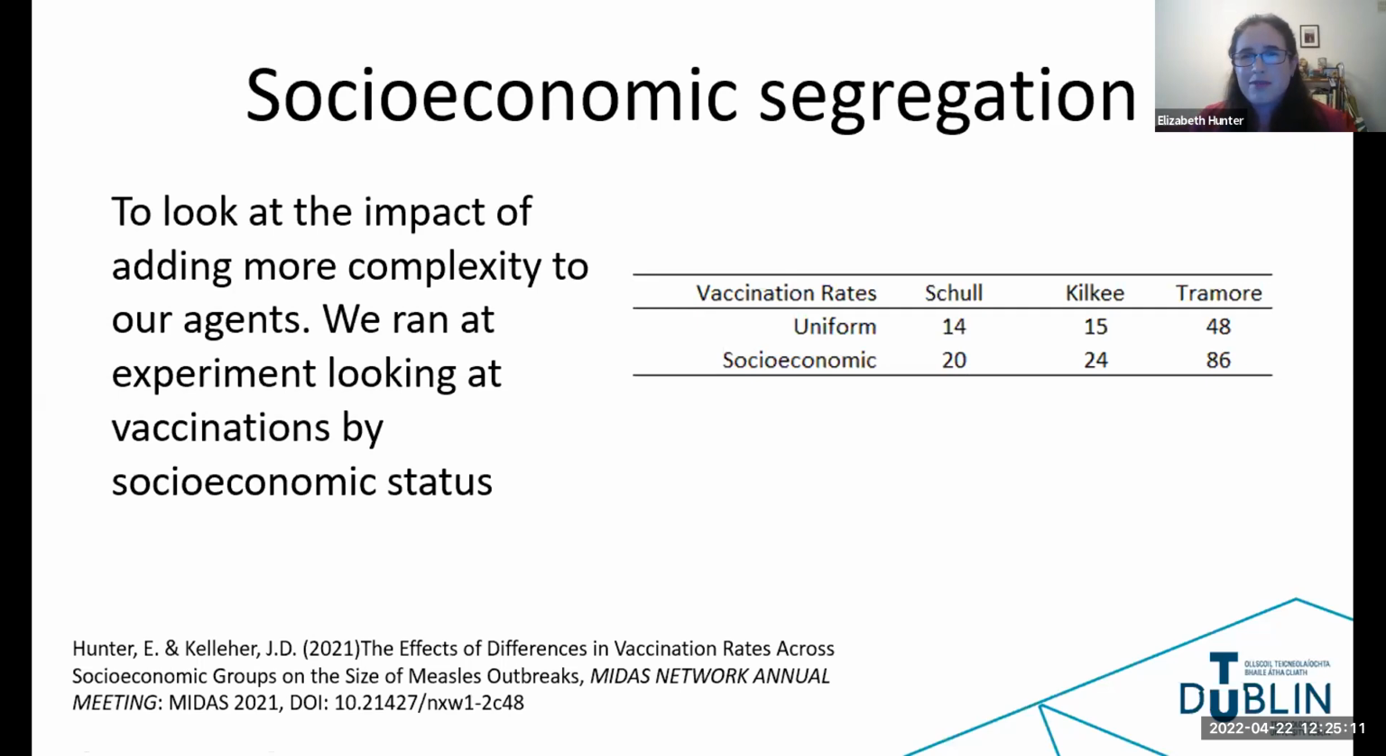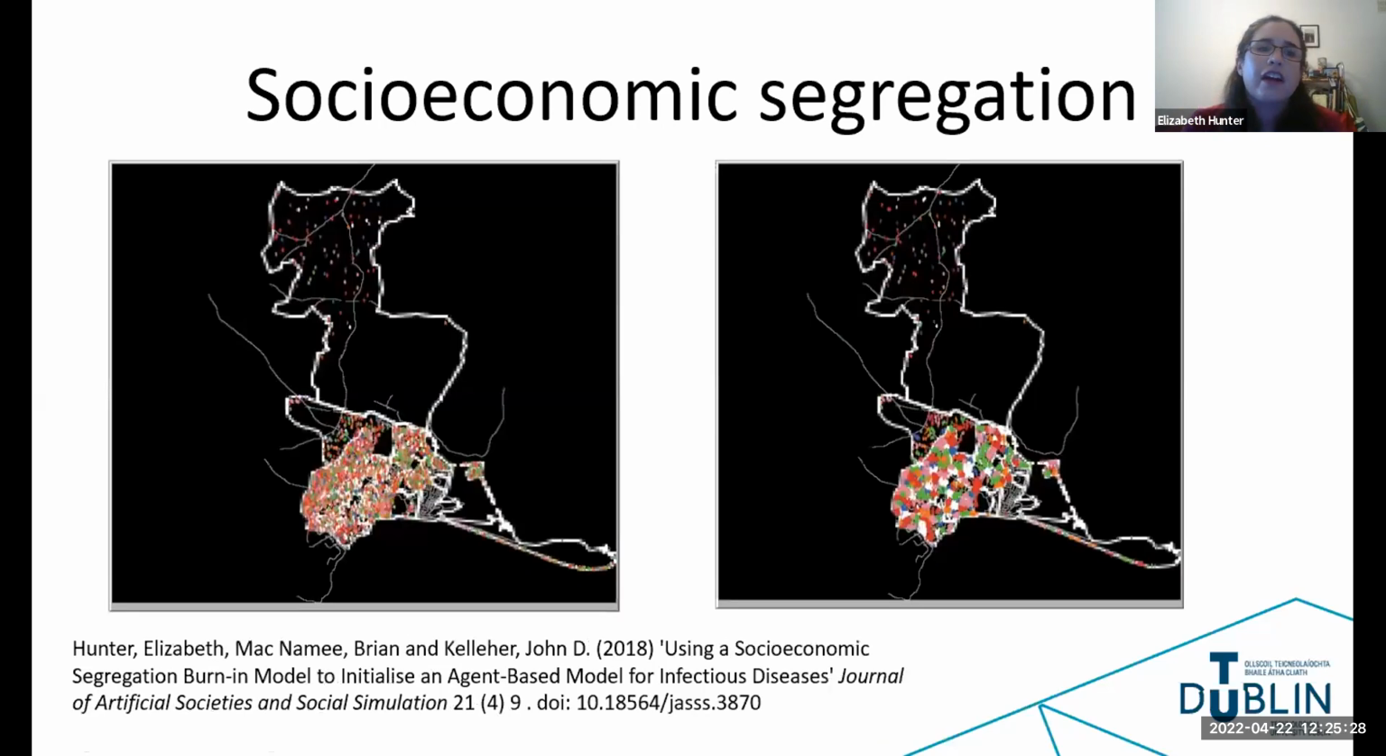I know the numbers seem kind of small, but they're quite small towns. So Skull and Kilkee both have about 1,000 agents within the town. So we don't see huge outbreaks, especially when we have vaccinations involved. And then we took this socioeconomic vaccination rates one step farther.